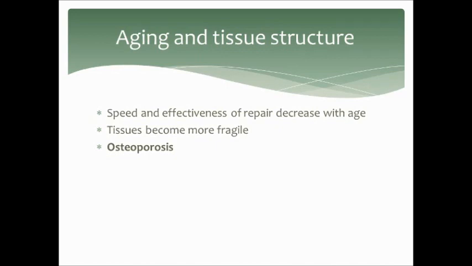With age, the speed in which you recover and the effectiveness in which you recover with your tissues decreases. The tissues become more fragile, you're more likely to bruise because your blood vessels are more fragile. And what else is fragile is your bones, so you can become osteoporotic. One thing to really keep in mind to kind of prevent osteoporosis is to remain doing weight-bearing activity.